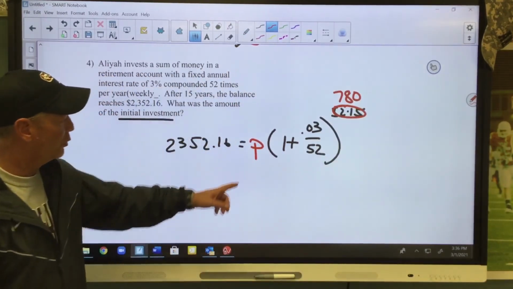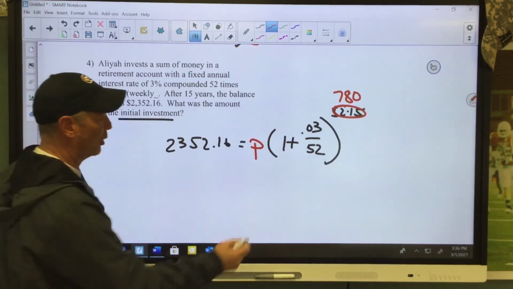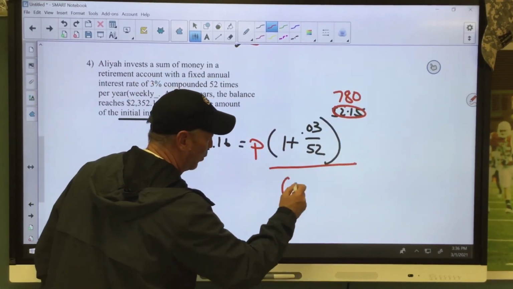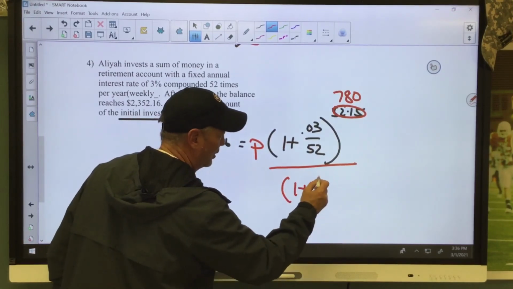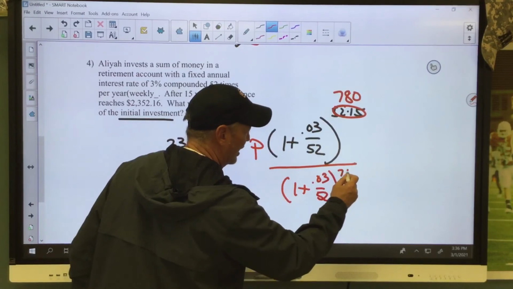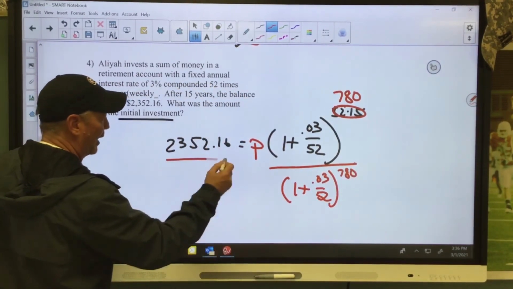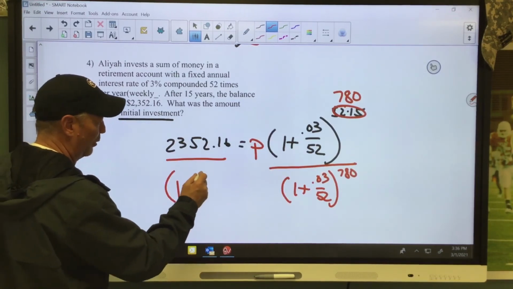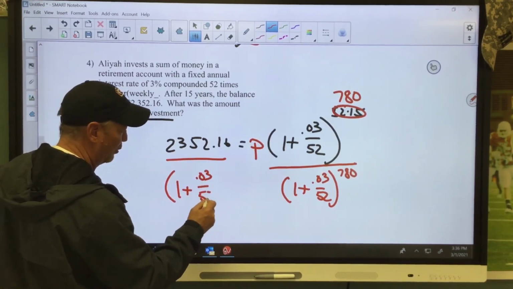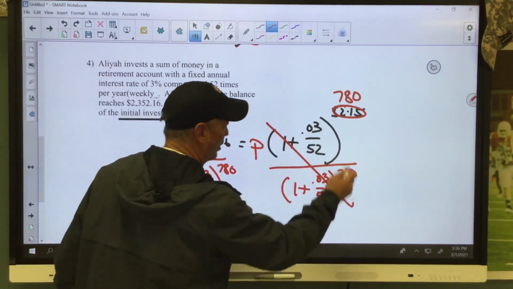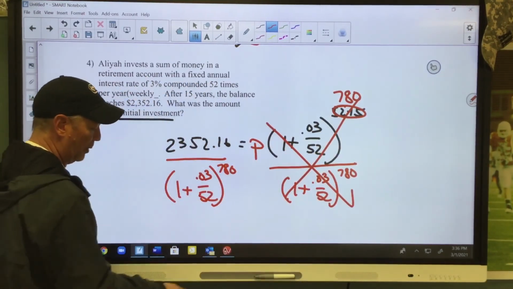But what we're going to do is we want to solve for P, so we're going to divide by this entire side of 1 plus 0.03 over 52 raised to the 780. This will cancel and we'll solve for P.